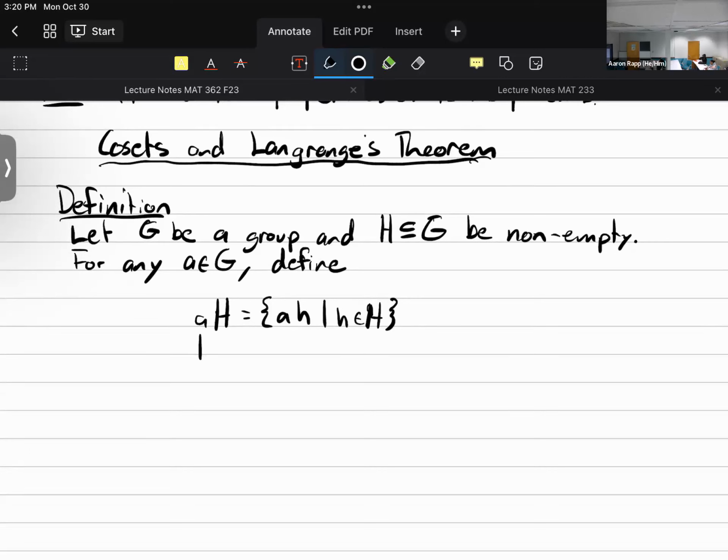And the other set, or capital H with the little a on the right, is going to be similarly defined. But instead of multiplying everything in H on the left by a, I'm going to multiply everything in H on the right.